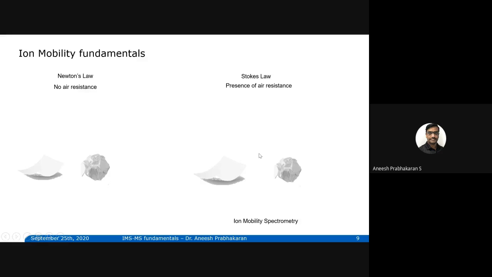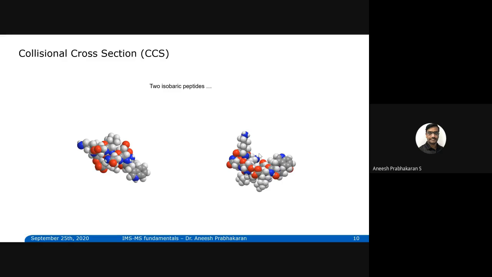Mass spectrometry we do in vacuum, ultra high vacuum, but ion mobility spectrometry we do in the presence of a background gas. A mass spectrometer gives you information about mass to charge. At the same time, an ion mobility spectrometer gives you information about the shape of the molecule. Scientifically speaking, it is better to say collisional cross-section. The information about the shape is in the collisional cross-section.